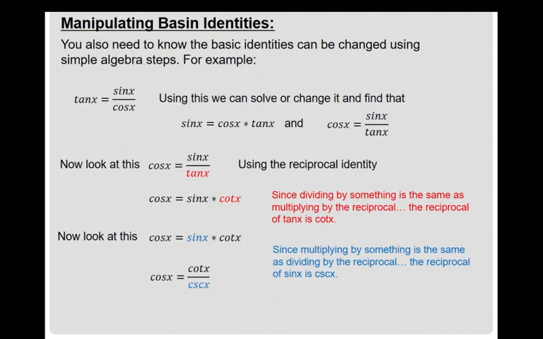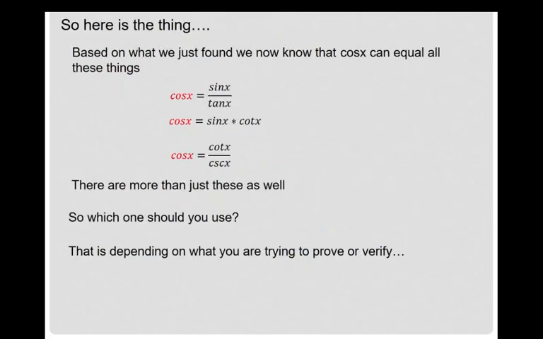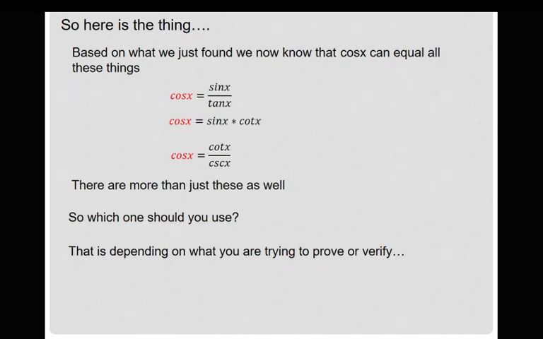Okay? But all of these are equal to cosine. So if all of these are cosine, which one should we use? And when do we use it? Well, that's going to depend on what we're trying to prove or verify. There are going to be some instances where we use this for cosine, or we might see this as cosine, or we might change cosine into cotangent over cosecant. It works both ways. Okay?